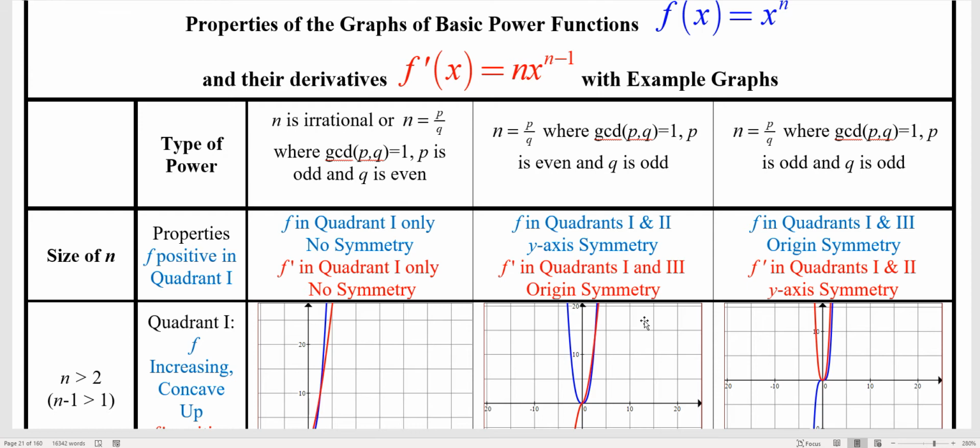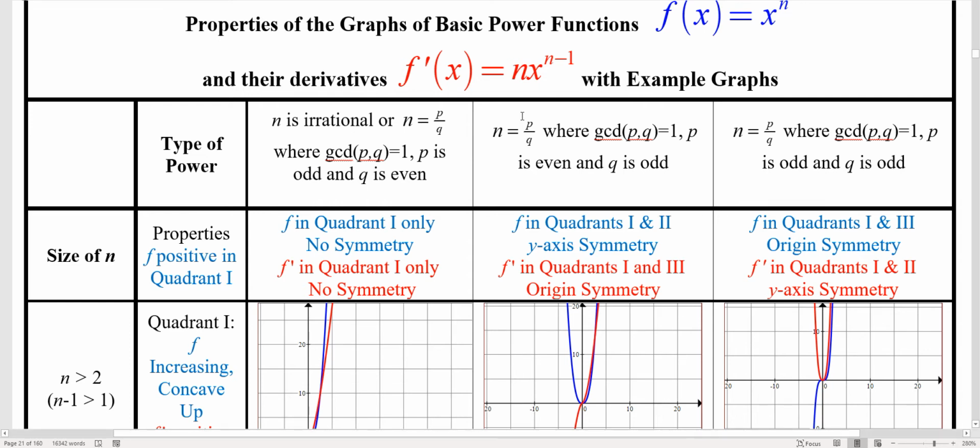So we want to think of it as p over q where the greatest common divisor of p and q is 1. In other words, it's a reduced fraction for the power. Well, if that fraction is odd for p and odd for q, it turns out that it's in quadrants 1 and 3 for the original, has origin symmetry. It turns out that it has y-axis symmetry for the derivative.